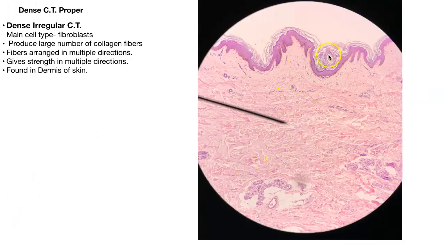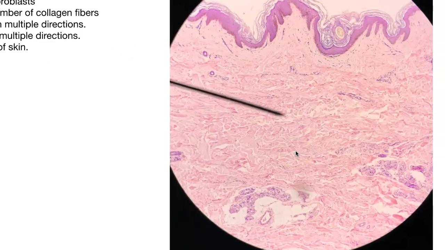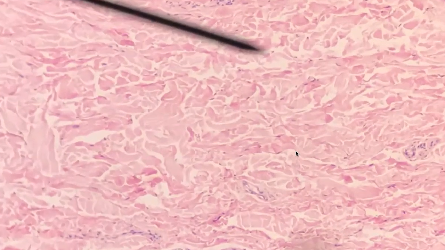So here is a slide. This is stratified squamous keratinized. This is from the skin. So we said just beneath all epithelial tissue, there's going to be a layer of areolar connective tissue. But then deep to the areolar connective tissue is going to be this. This is all dense, irregular connective tissue. So let's look at that closer.